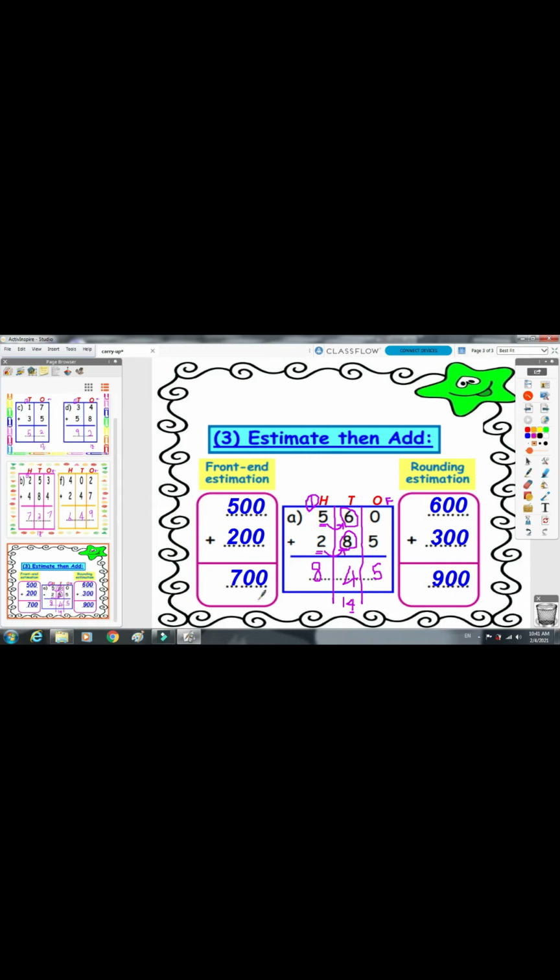So the estimated sum using the front-end estimation is 700 and the estimated sum using the rounding estimation is 900. And we will find that rounding estimation is more accurate than front-end estimation because 900 is nearer to the actual sum, which is 845, than 700.